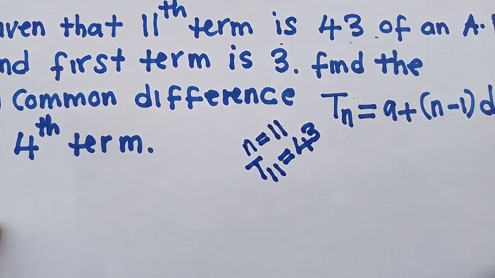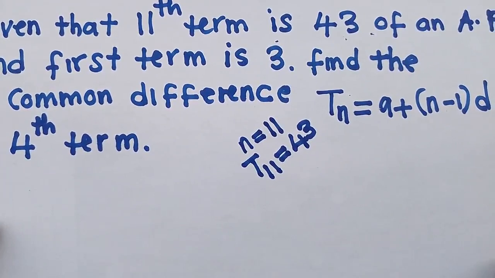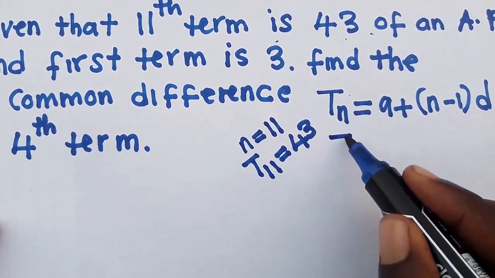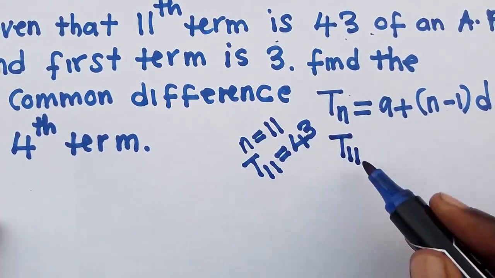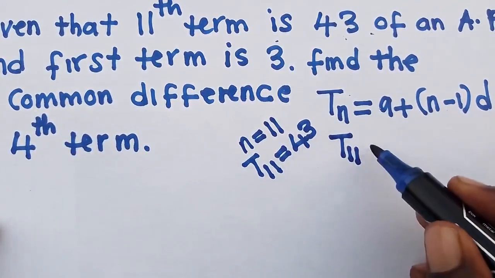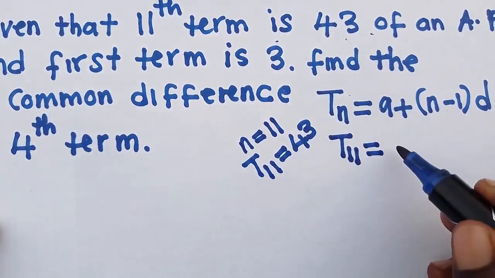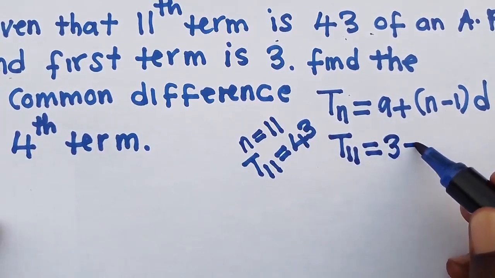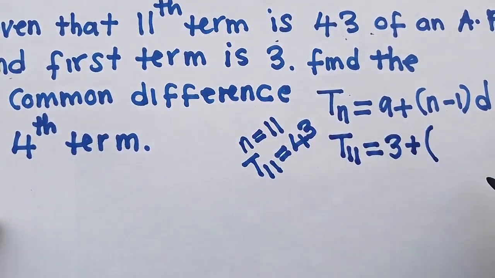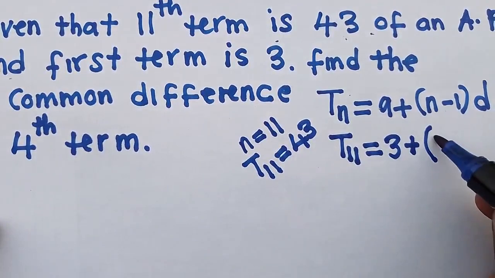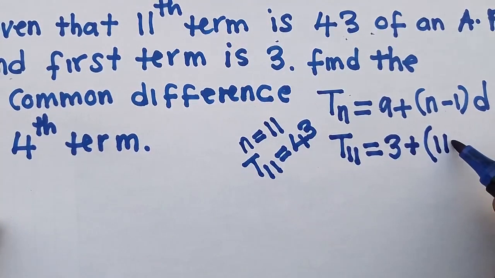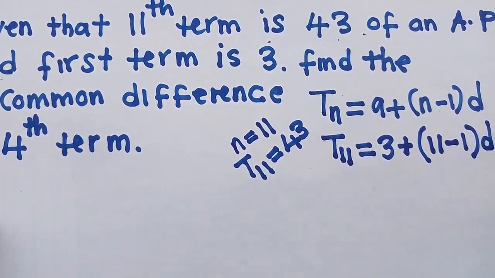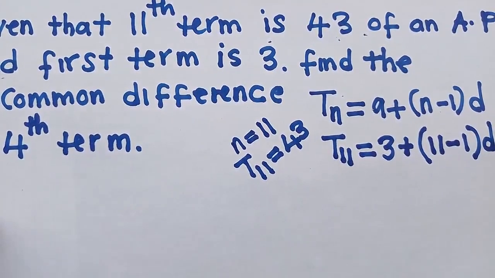So this is what I'm going to do. I will say T11, where there is n I put 11, which is equal to, what is the first term? The first term I'm given is 3. Then I say plus, open bracket. What is my n? 11 minus 1, close. Then the d, which is the common difference, the one I want to find.